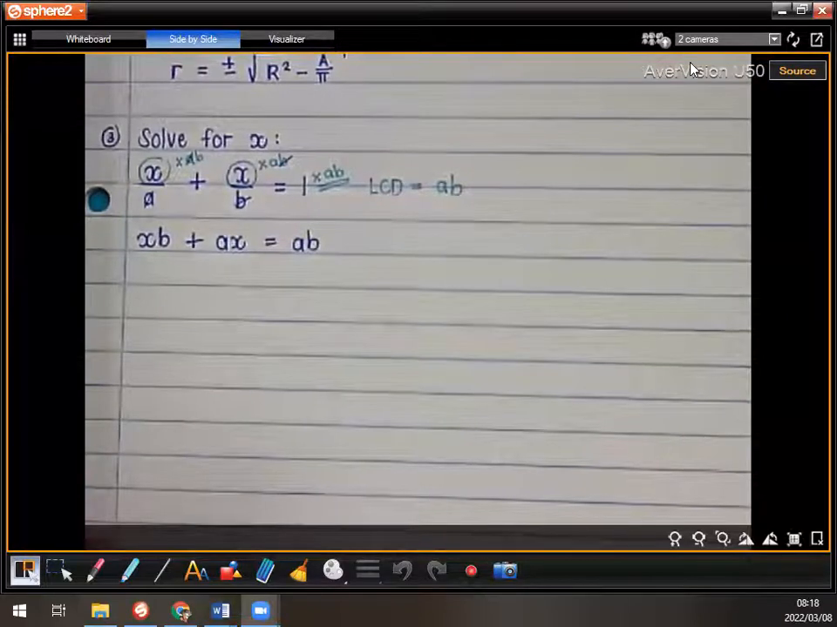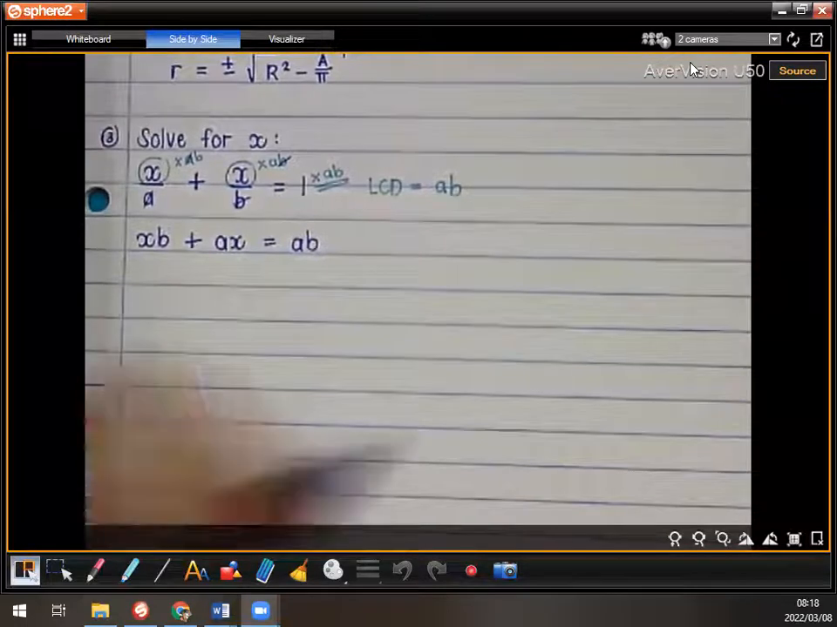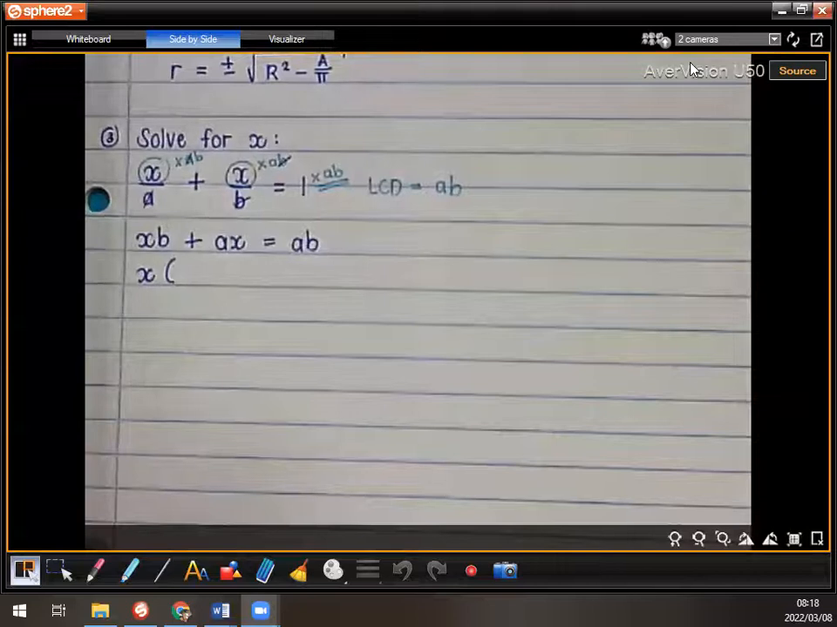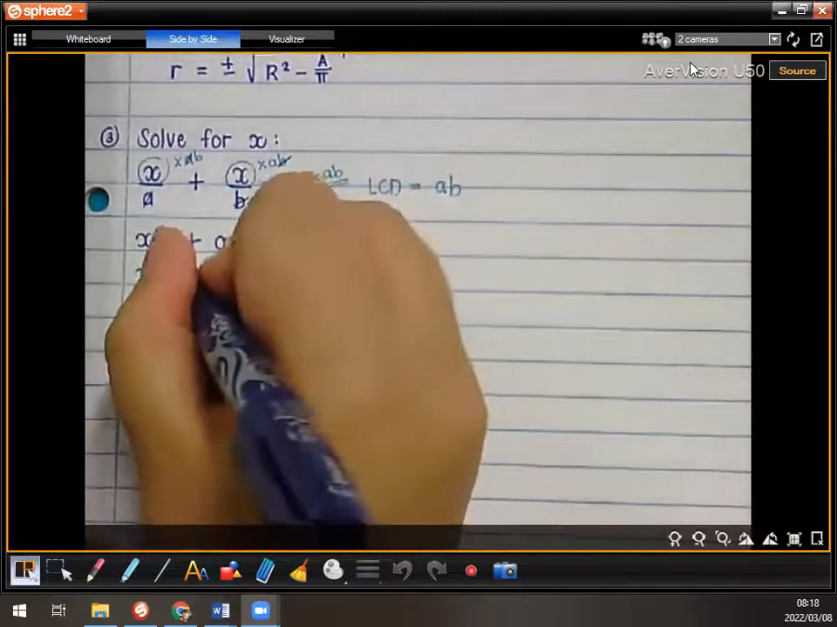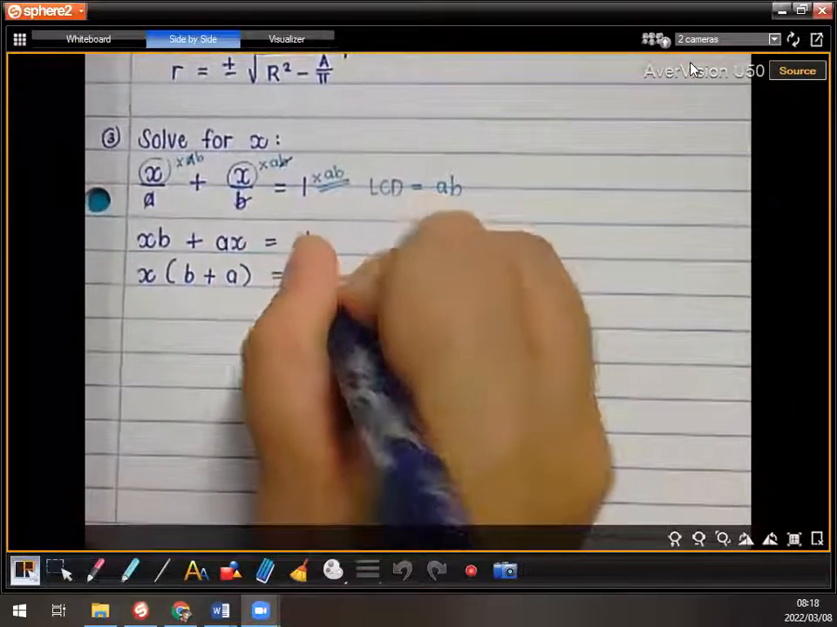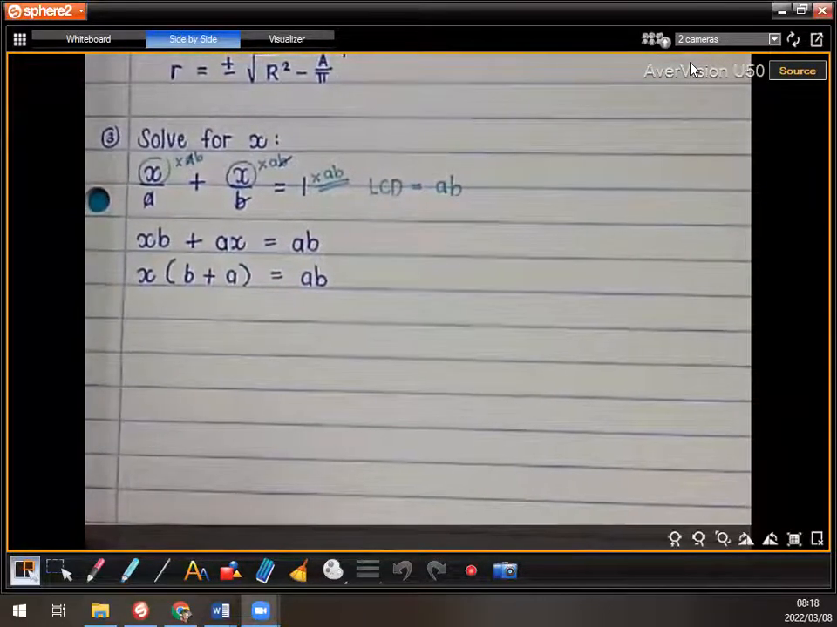Now what? Okay. Now I'm going to factorize, right? I want to get x on its own. I have two x terms, so I'm going to take x out as a common factor. And I'm going to do b plus a, or you can even write a plus b, it's the same thing. And b equals ab.